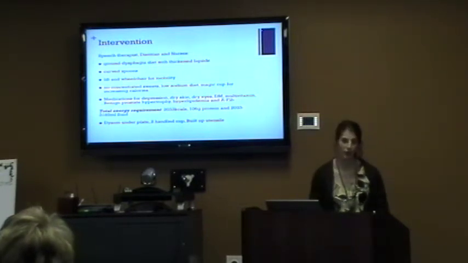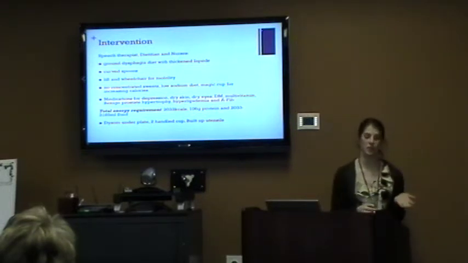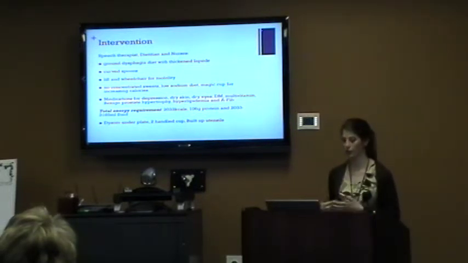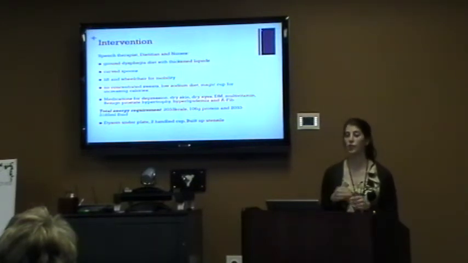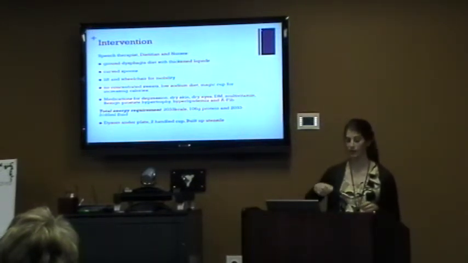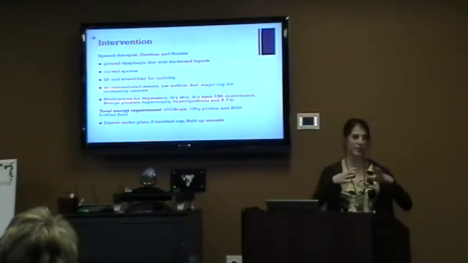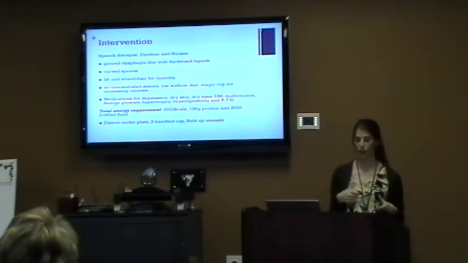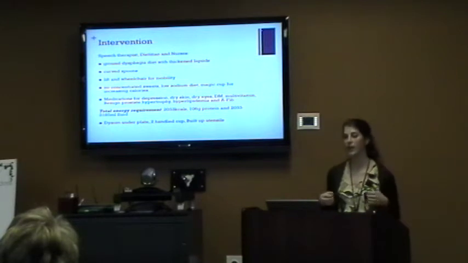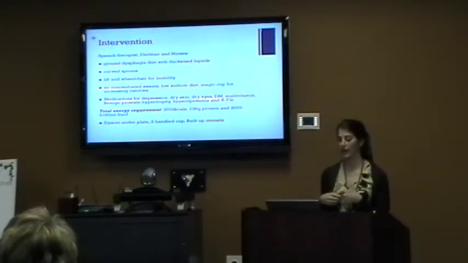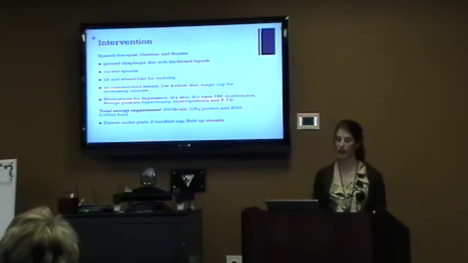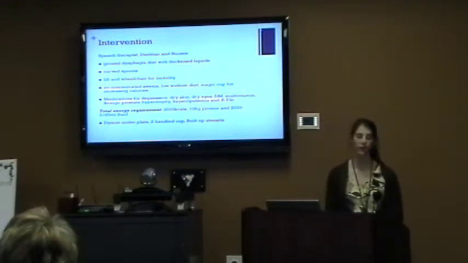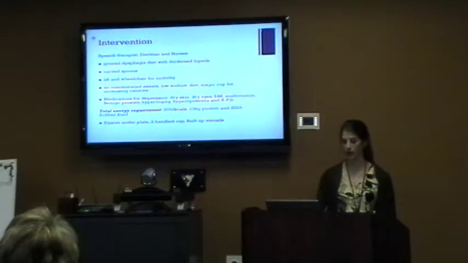So his current intervention, they're working with a speech therapist, a dietitian, and the nurses. He's on the ground dysphagia diet with thickened liquids. He uses curved spoons so that he can eat more easily. Also, there's a Dycem under his plate, again, so he can eat more easily, and he has plate guards on the sides of the plates. He has a 2-handled cup and built-up utensils. Again, his medications and diet, we went over that, and his energy requirement that they currently have him on is a 2,000-calorie diet.